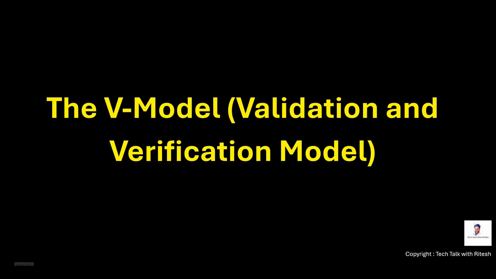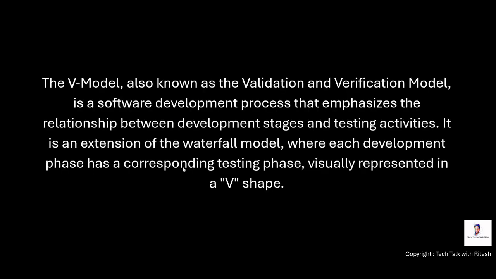So within the traditional model, after the waterfall model, let's cover the V model, which we also call the validation and verification model. The V model, also known as the validation and verification model, is a software development process that emphasizes the relationship between development stages and testing activities.